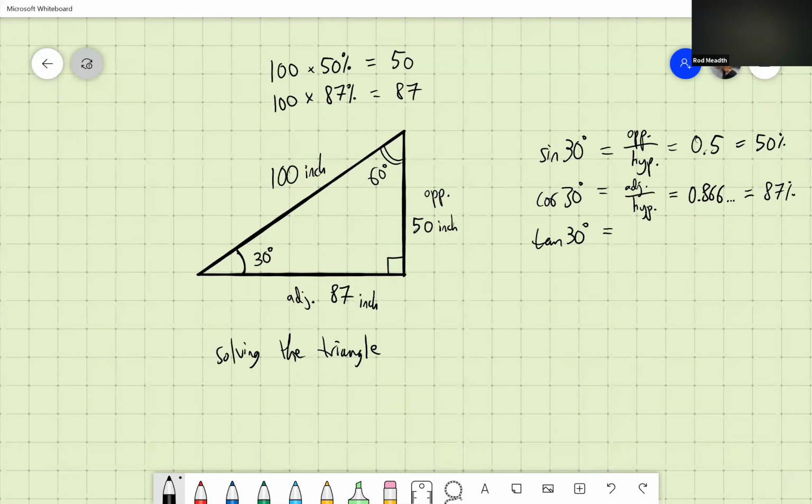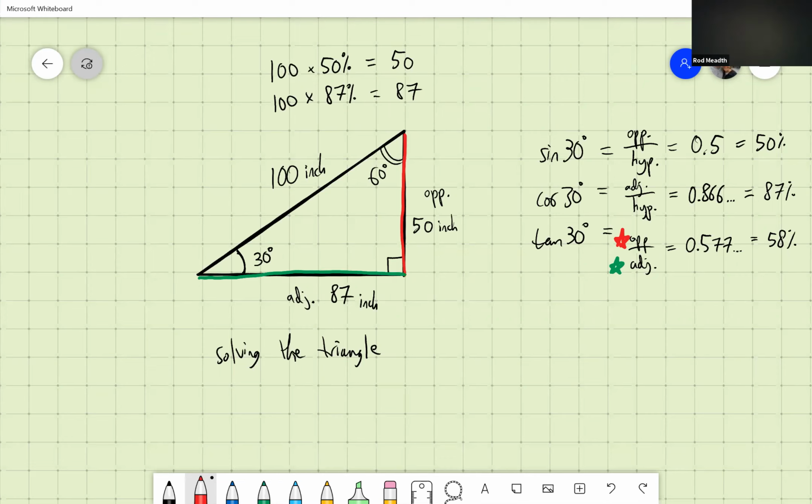So this example on the screen is very important. By the way, I left off the tan, opposite over adjacent. Tan of 30 degrees is 0.577 and then some. So that's about 58%. And what that is telling me is that the opposite side, let me use some color coding, which is this one right here, compared to the adjacent side, it's only about 58% of its length.